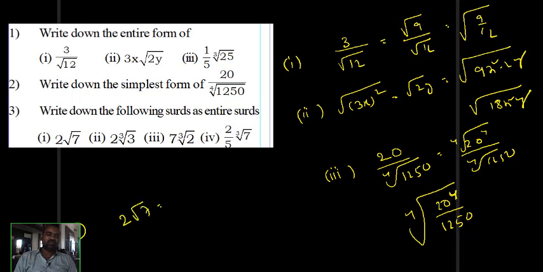Third problem, write down the following surds as entire surd, same model. Root over 2 into root over 7 equal to root 2 square into root 7, that is root over 2 square into 7, that is root over 4 into 7, root over 28. Similar way you can complete the remaining problems.